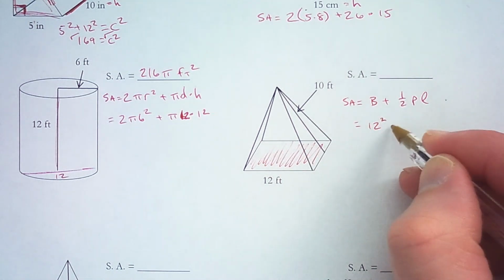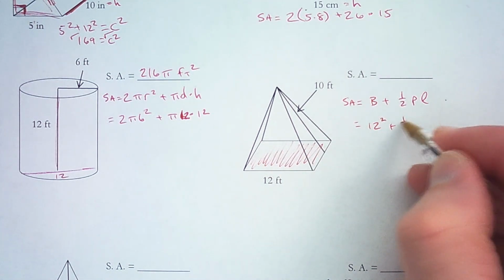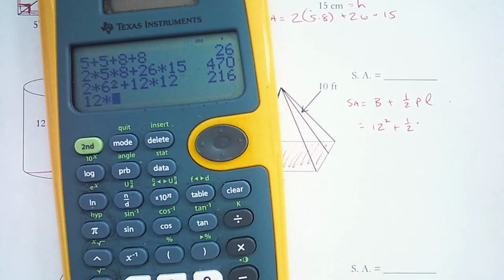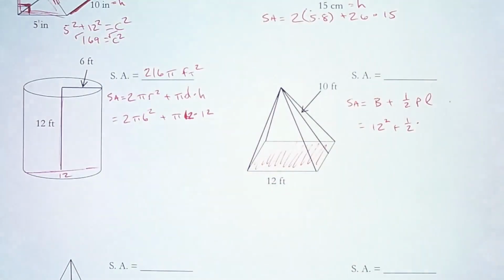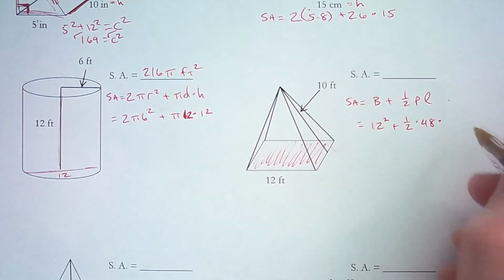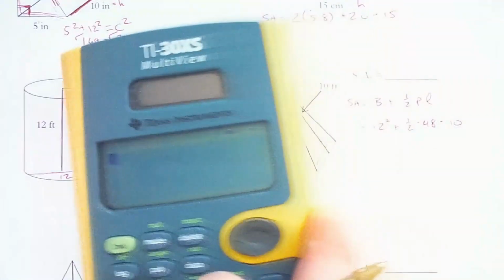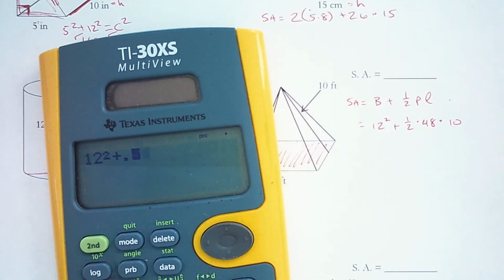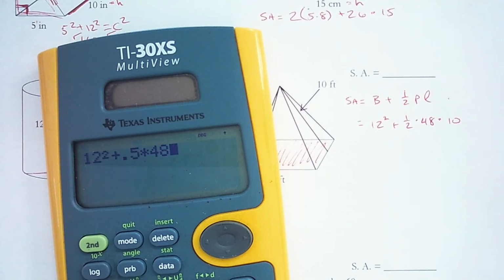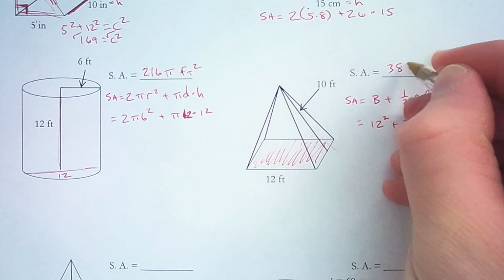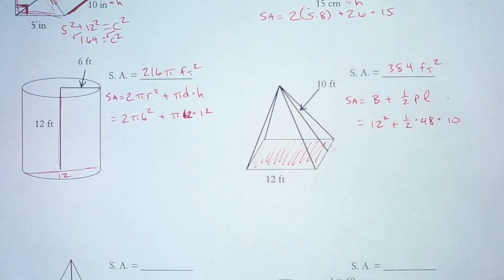It's 12 squared, plus 1/2 times perimeter. Each side of this base is 12, and there are 4 of them. 12 times 4 is 48, so the perimeter is 48, times the slant height, which is 10. So we have 12 squared plus 1/2 times 48 times 10, and that is 384. So we have 384 feet squared.